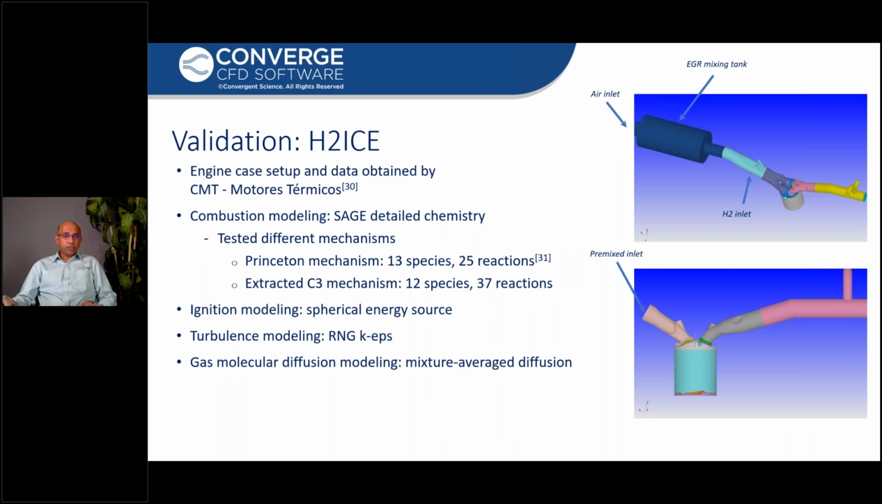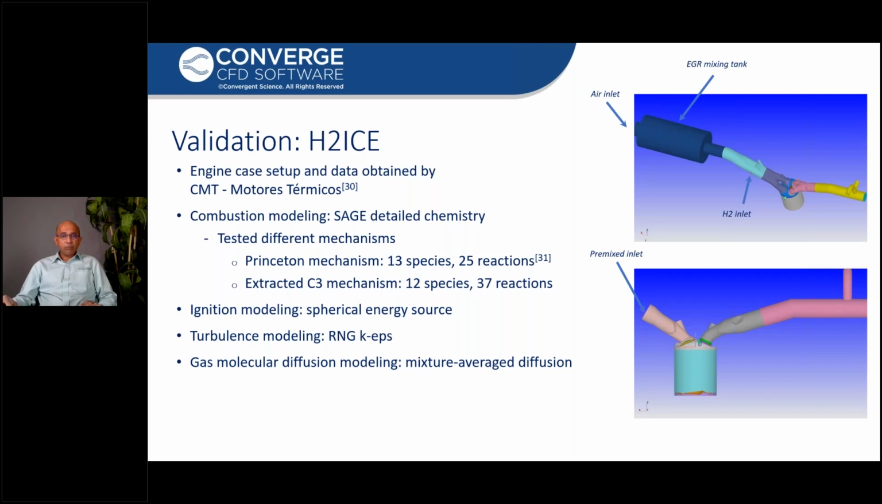The first validation work we are going to look at today is of ICE engine combustion. We got this case from CMT Motores. The engine was run with port fuel injection and direct injection of hydrogen. And we are only going to look at the port fuel injection validation part today. The hydrogen injector can be seen in the intake port on the top figure. The simulations were first run with a premixed assumption at the inflow boundary, as shown on the bottom figure.